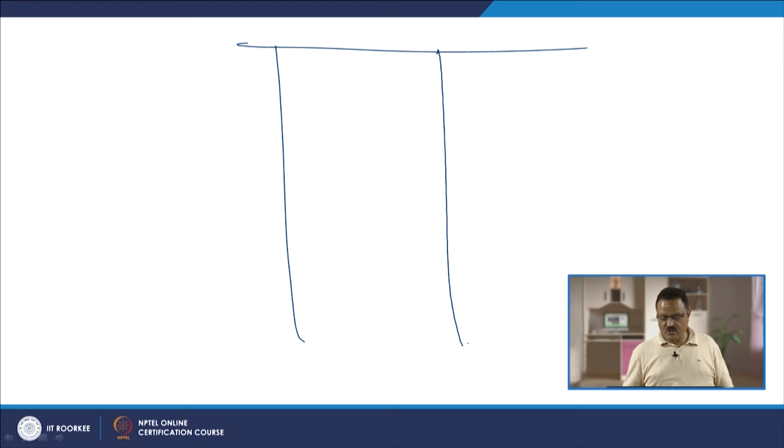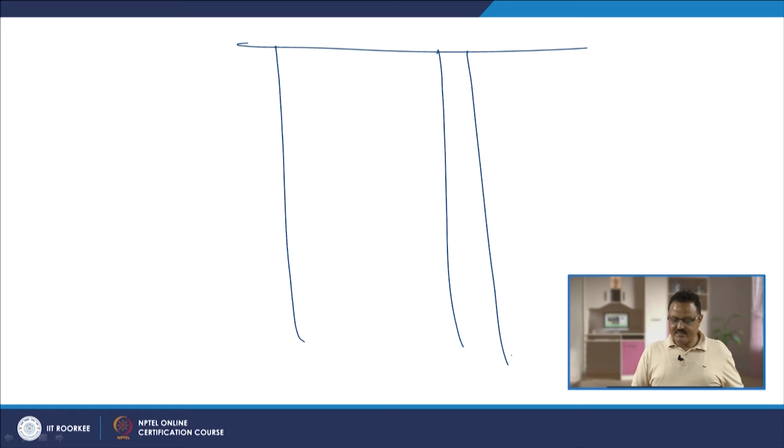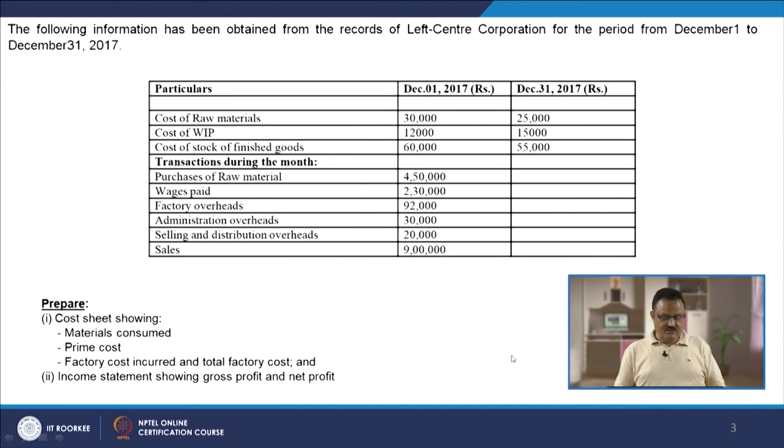So, again, for example, we are preparing the cost sheet. I am quickly preparing the pro forma of the cost sheet, right. Now, we are preparing the normal cost sheet as we have done in the first problem. What we have to find out here is the cost of raw material consumed. In this problem, the cost of raw material consumed is not directly given to us. You are given 2-3 types of information.